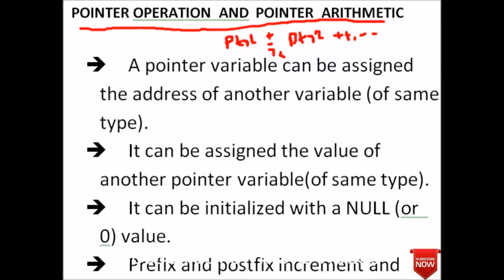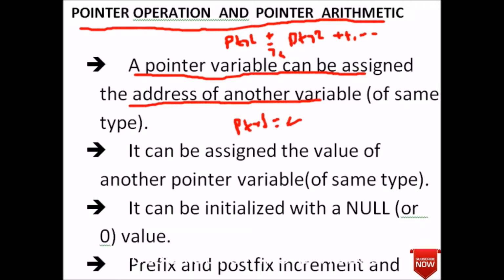A pointer variable can be assigned the address of another variable. Suppose we have a pointer variable ptr1, then we can assign ptr1 is equal to, suppose we have an integer variable num, the address of num. So we can do an assignment operation.